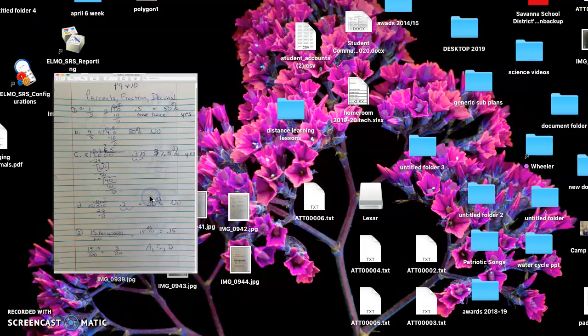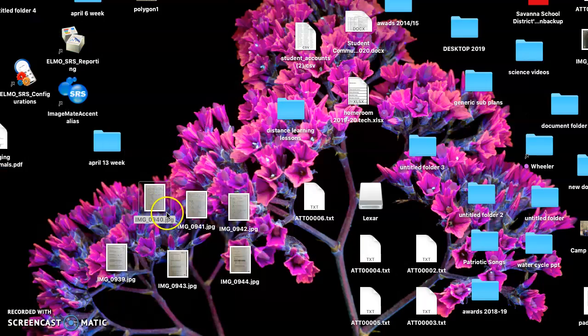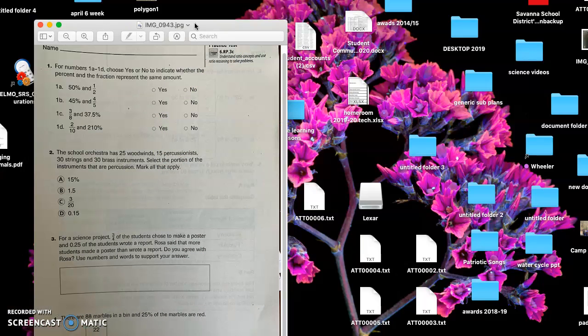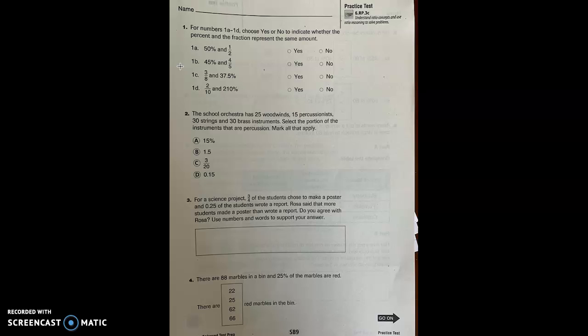Okay, so let's take a look at pages 9 and 10. On page number 9, question number 1 says, write yes or no to indicate whether the percent and the fraction represent the same amount. So again, put the percent over 100 and then reduce it. So 50 over 100, divide by 50 on the top and the bottom, see if it's equal to 1/2. Put 45 over 100, reduce by dividing by 5, and see if it's equal to 4/5.